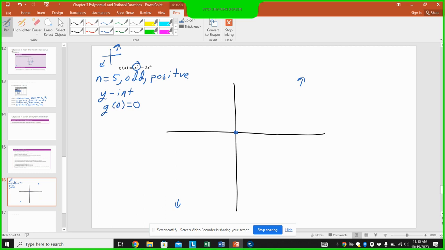Find the zeros. It's not in factored form, so I need to factor it. All right. So when I look at x to the 5th minus 2x to the 4th, when I go to factor, what's my number one question? Greatest common factor. What's my greatest common factor here? X to the 4th. And then I'm left with what?